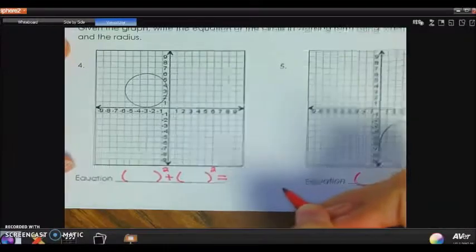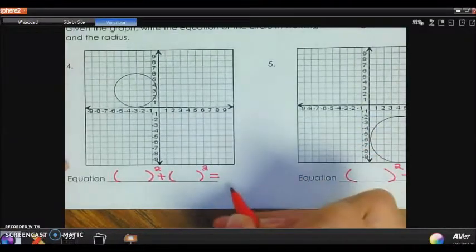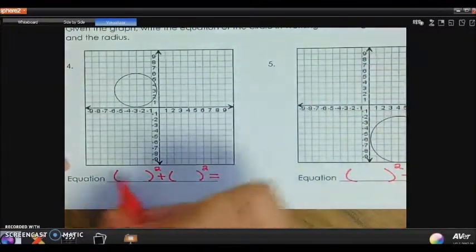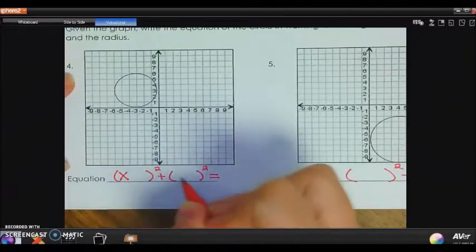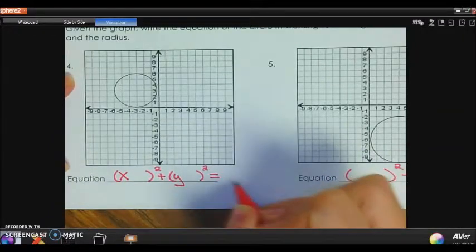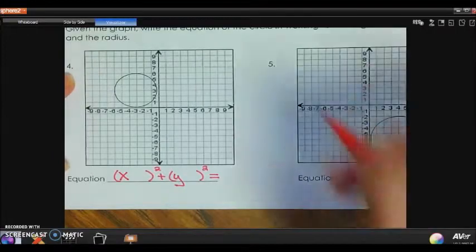Okay, so here you are given the graph, and we are tasked with the problem of writing the equation. So what I would do is, you know that it's going to have an x quantity squared and a y quantity squared, and that's going to equal r squared. So you're kind of using that standard form.